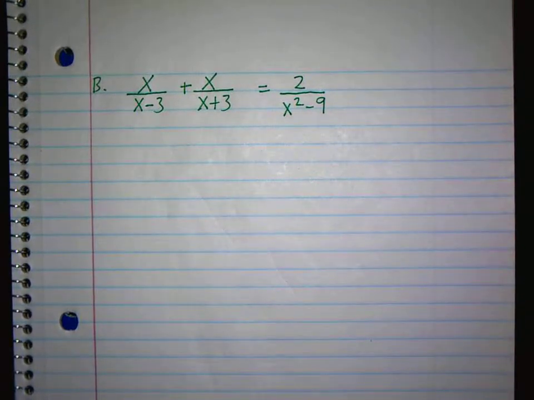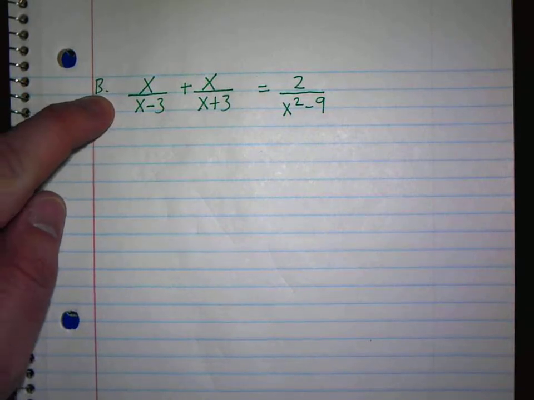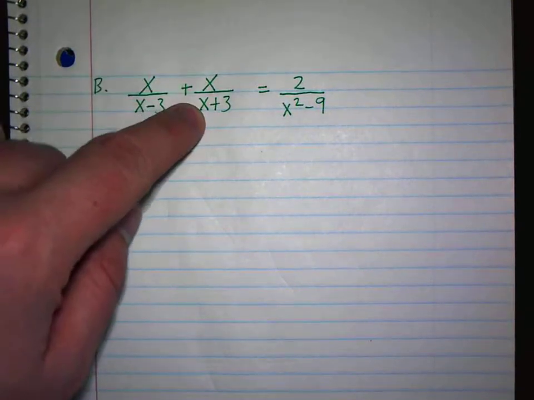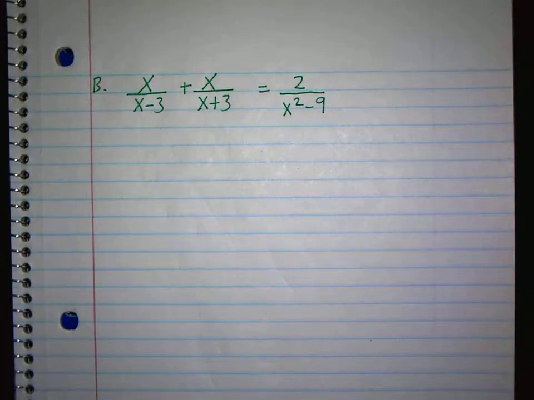Okay, so we're supposed to solve x divided by x minus 3, and then you add on x divided by x plus 3. What value of x will make that equal 2 divided by x squared minus 9? I have had kids guess like, well, what about 1? What about 2? What about 3? What about 4? And that will take forever.